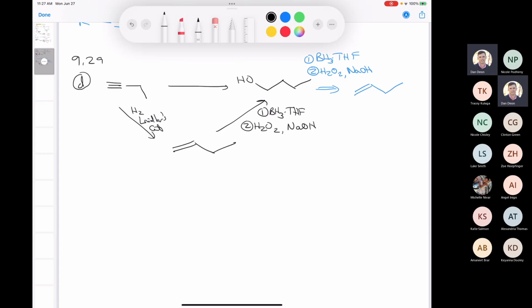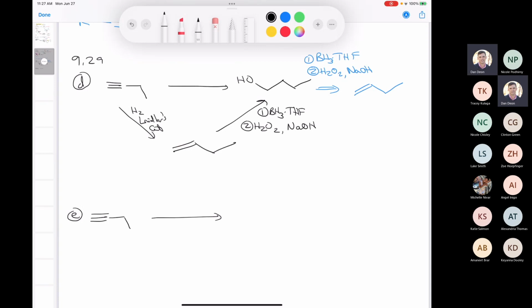So let's try the next ones. Let's do E. So in E, we go from 1-butyne, sorry. This seems to be the reagent of the hour. And we're trying to make this compound.